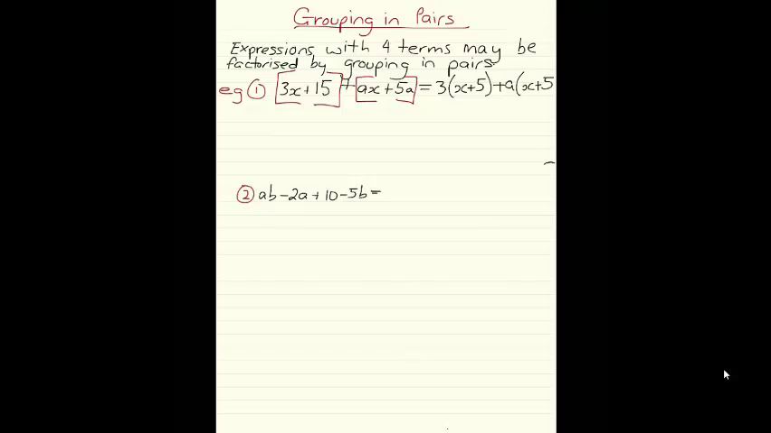And this is what we're looking for. Now what we have in these 2 terms is a common factor of x plus 5. So we'll pull that out. And when I take out the common factor of x plus 5, I'm left with 3 plus a.